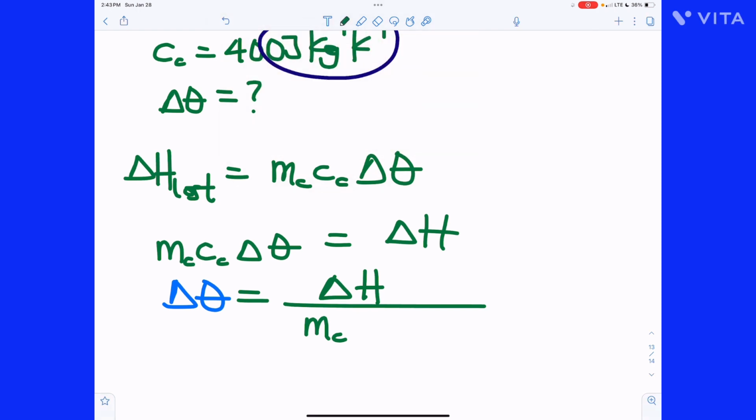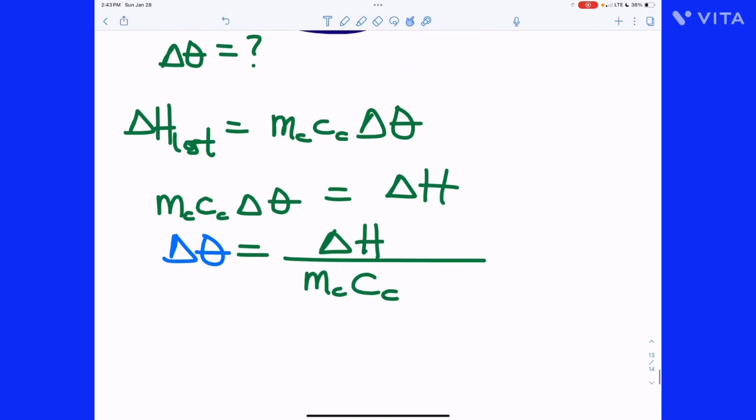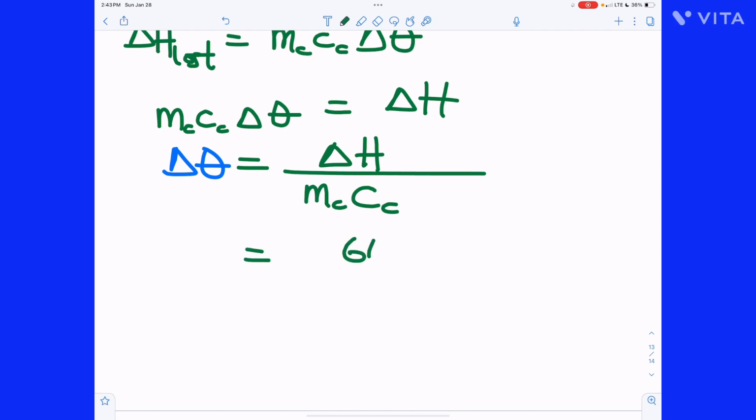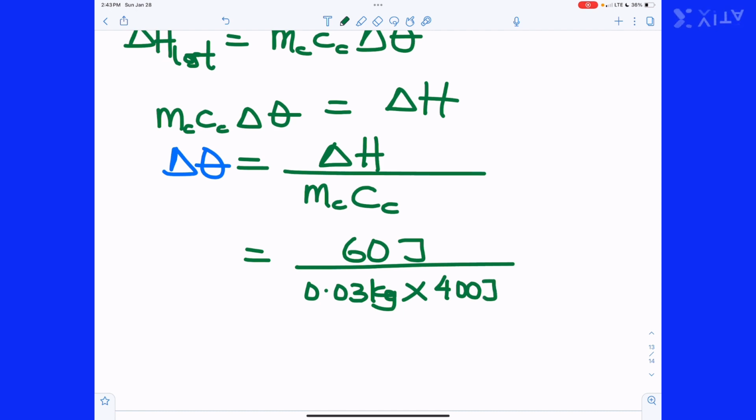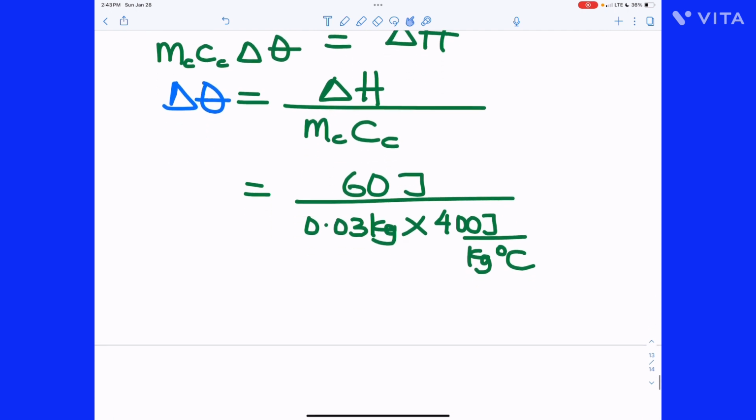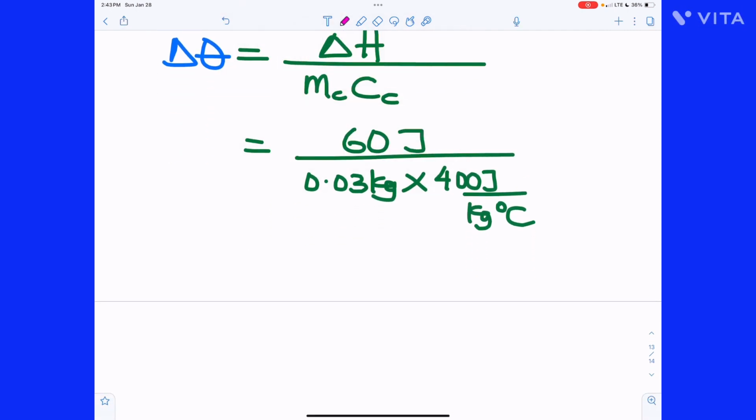Let me change that back to green. So what does that give you? Delta H 60 joules, mass 0.03 kilogram, specific heat capacity 400 joules per kilogram per degree Celsius or per Kelvin, whatever. As you can see on the denominator side, joules cancels joules, it's normal there. Degree Celsius will go up. Do you understand?